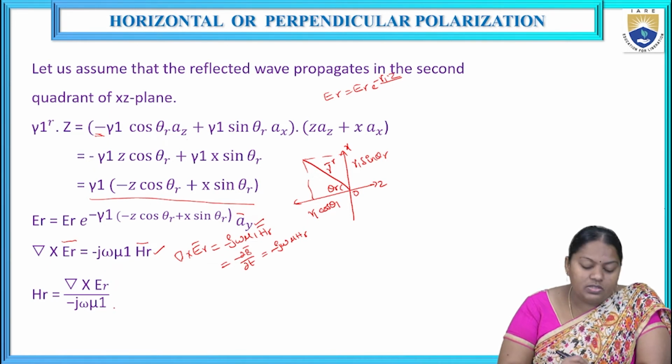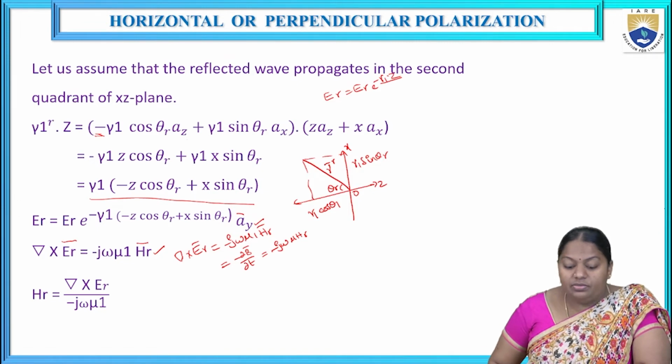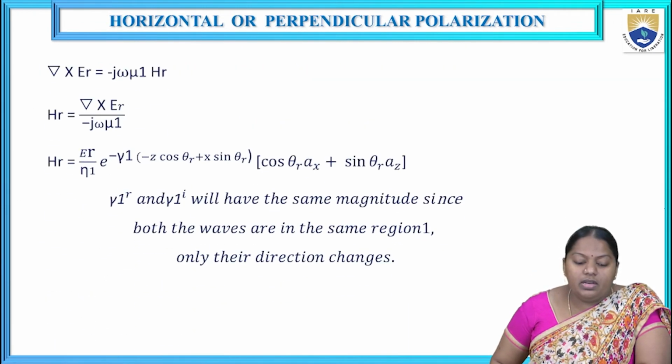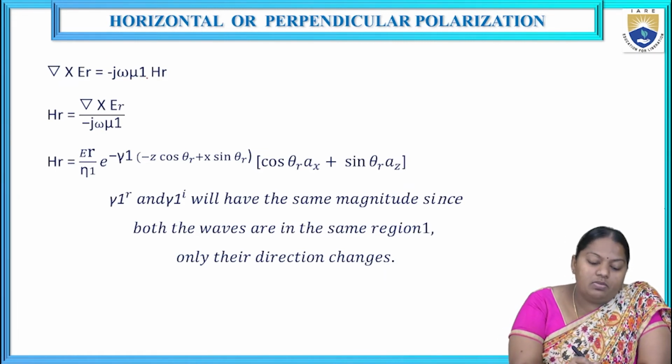Okay. Now from this, to get the value of HR, simplify this equation: del cross ER bar by minus j omega mu 1. How we evaluated it in the case of the incident wave, a similar evaluation can be done for this reflected wave also. Now del cross ER bar equal to minus j omega mu 1 into HR.